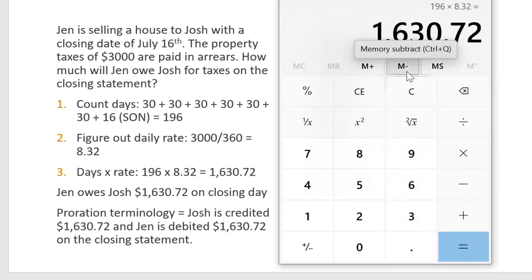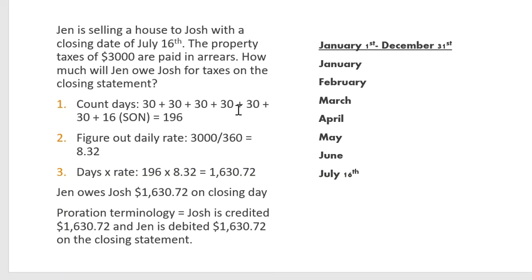That's $1,630.72. So Jen owes Josh $1,630.72 on closing day for those taxes. In proration terminology, Josh is credited $1,630.72 and Jen is debited $1,630.72. So that's our proration terminology. That's what it would look like on the closing statement.